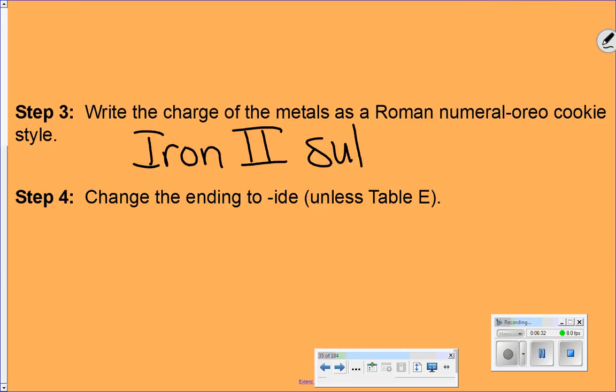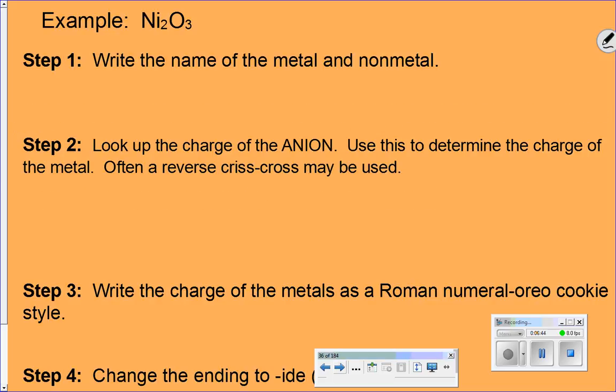sulfide, and then I'm going to combine this with step 4 for a minute. Instead of sulfur, this is going to be iron 2 sulfide, unless it's from table E. Something from the periodic table, we drop to that "ide" ending. This was a little bit more complicated, so we have nickel and oxygen.